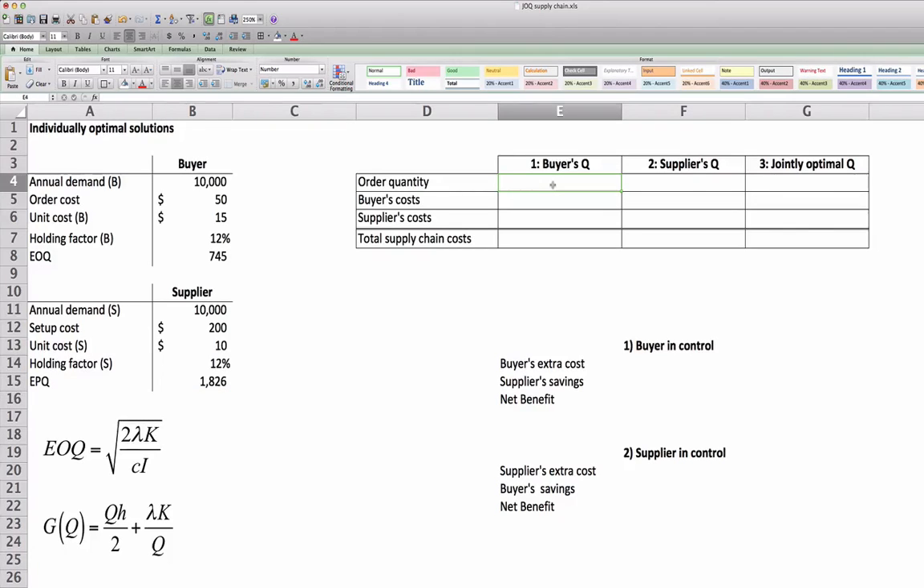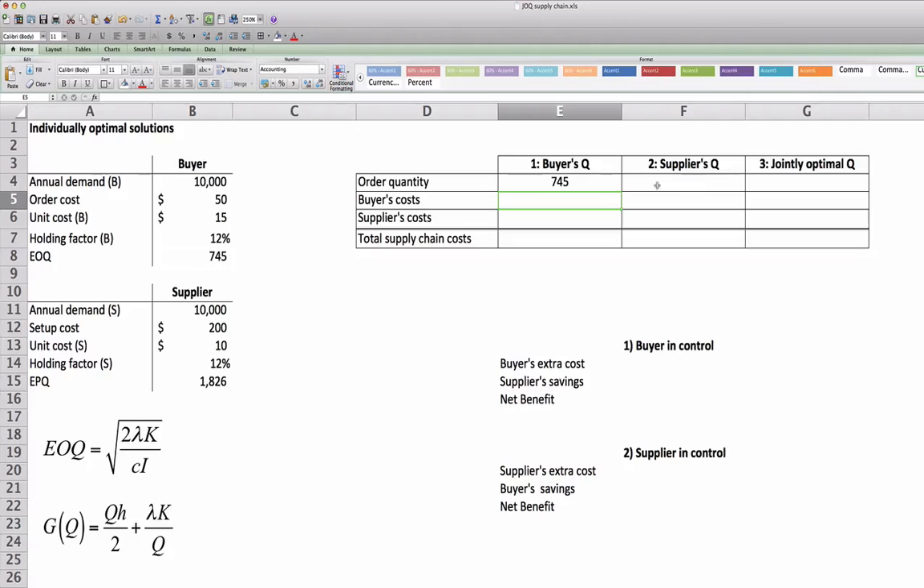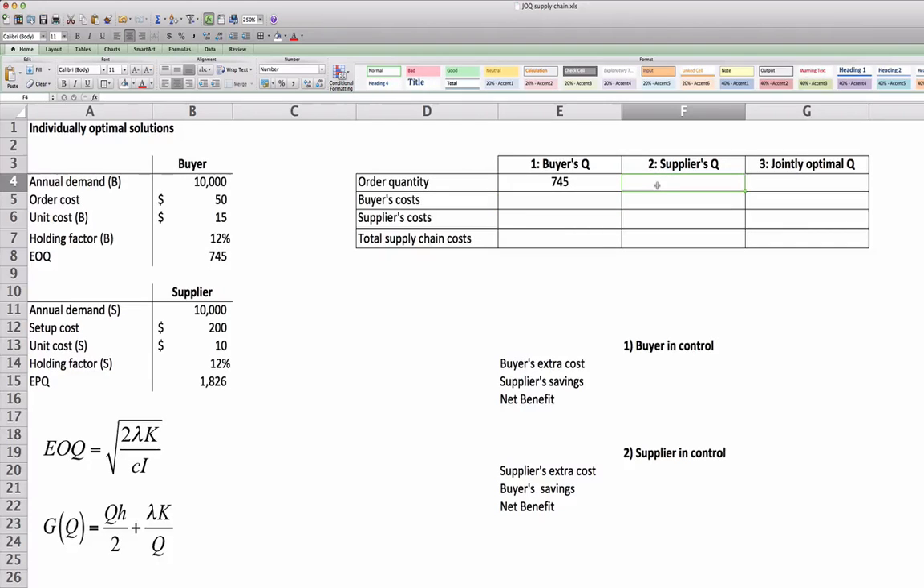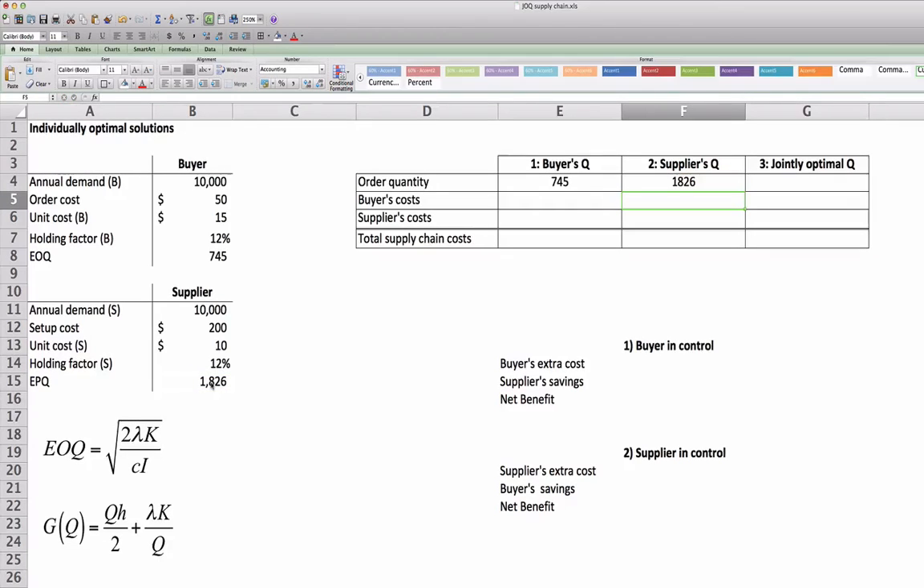We're basically looking at 3 different scenarios. If we want to constrain these order and production quantities to be equal, we can either assume that the buyer is able to impose her optimal order quantity onto the supplier, in which case, of course, the buyer would choose an order quantity of 745. Similarly, we can assume that the supplier is in control, so the supplier can force the buyer to order the supplier's optimal production quantity at a time. So we would be looking at 1,826 units. And then thirdly, and this of course will be of the greatest interest here, we could find a jointly optimal order quantity that truly minimizes the entire supply chain cost, meaning the sum of the buyer's and supplier's costs.